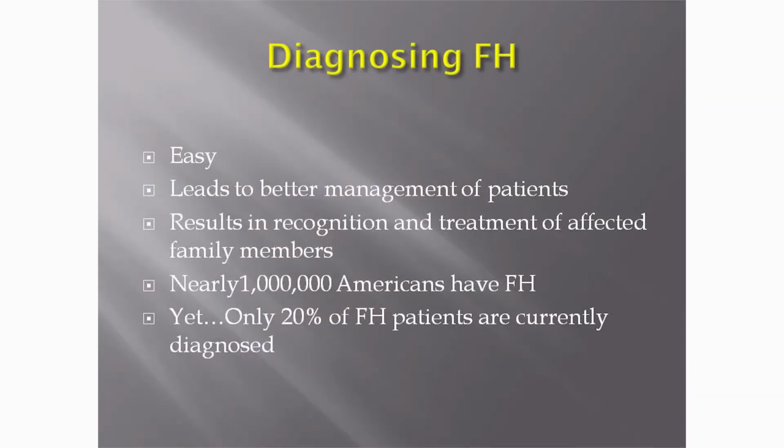So diagnosing FH is easy. It leads to obviously better management of patients, results in the recognition and treatment of affected family members, and we should understand that only about 20% of FH patients have currently been diagnosed, leaving about 80% of people undiagnosed. If we don't recognize the disorder, we can't treat the disorder, and these people are walking around undiagnosed, suboptimally treated, and will have a much higher incidence of significant cardiovascular events, and that's why it's so important to keep FH very much in the forefront of your mind.